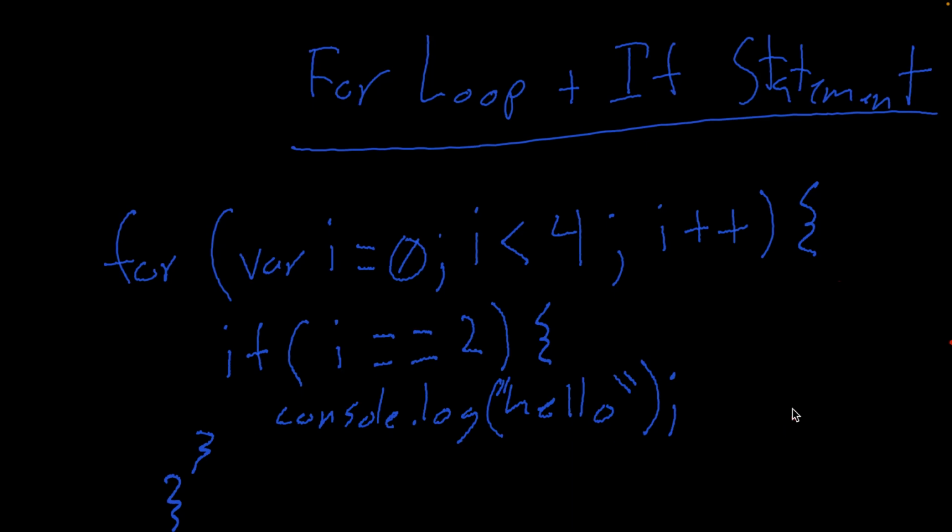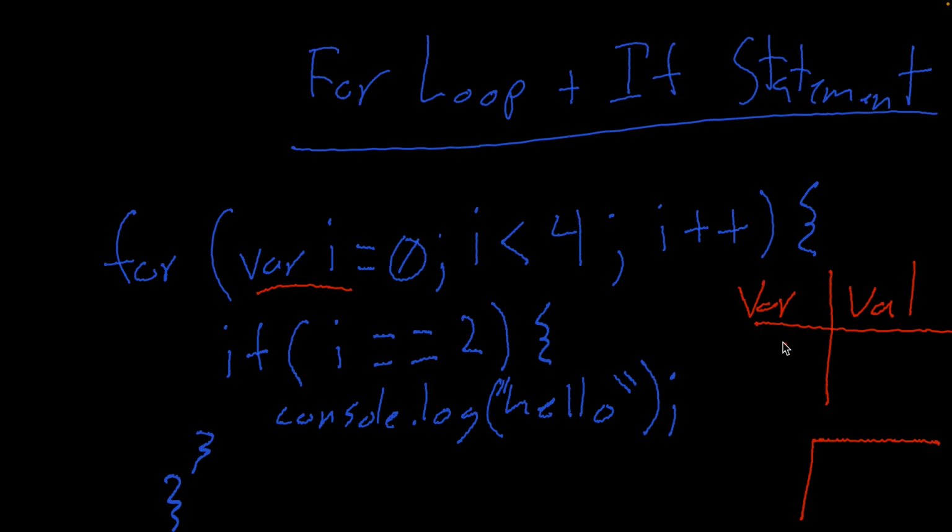I'll write my T diagram here. And let's write the console right here. All right, so let's get started. For var i equals 0, that's our first step. So let's write it here. Let's make it in blue so it's easier to see. i starts with 0.